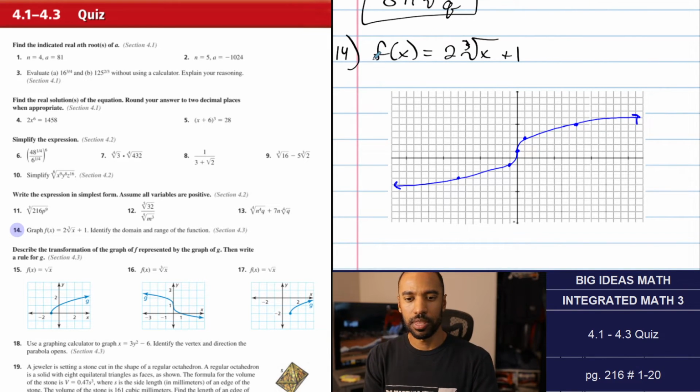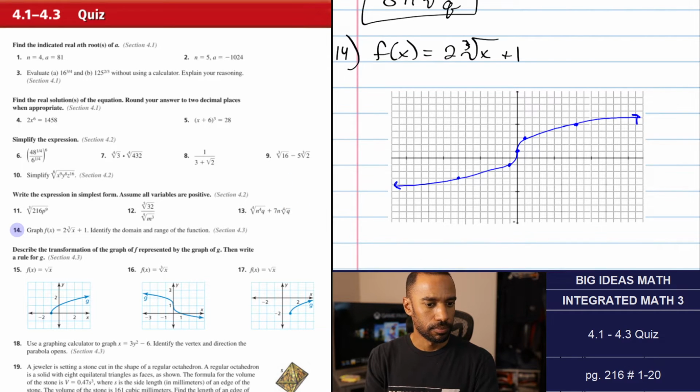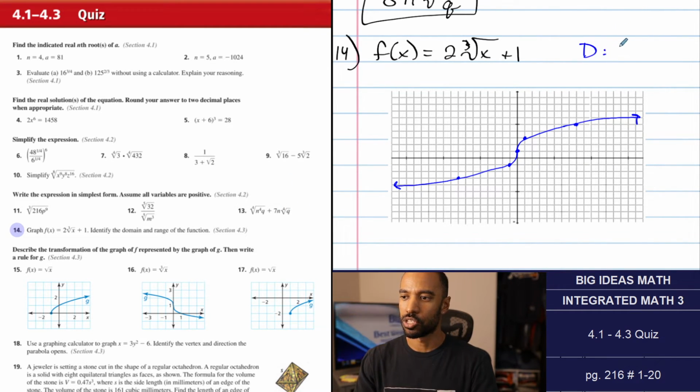Okay, so there should be the graph of that one. Identify domain and range. Now, regarding this, the domain is all real numbers.